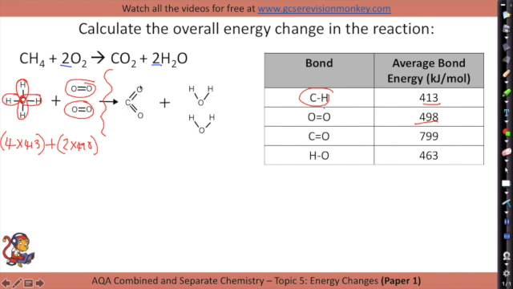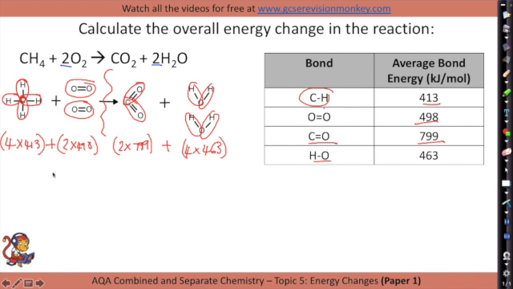And on this side, again, make sure you circle all the bonds so that you don't miss any out. You've got C=O, C=O. So that's 799. So 2 lots of 799. Added to 1, 2, 3, 4 O-H bonds. So 4 lots of 463. And be really careful. You notice when I was writing, I nearly made a mistake there. You need to copy these numbers carefully from the table, otherwise you'll lose all of the marks.